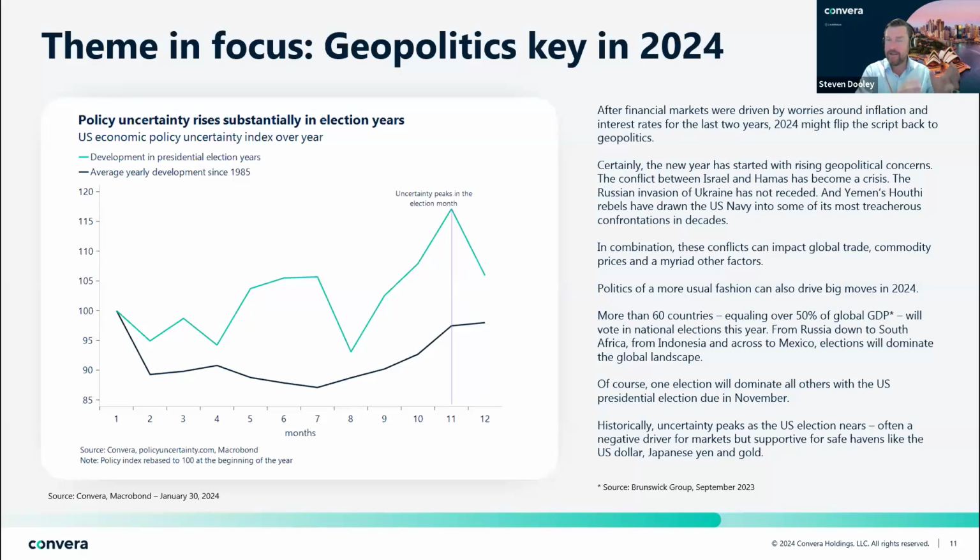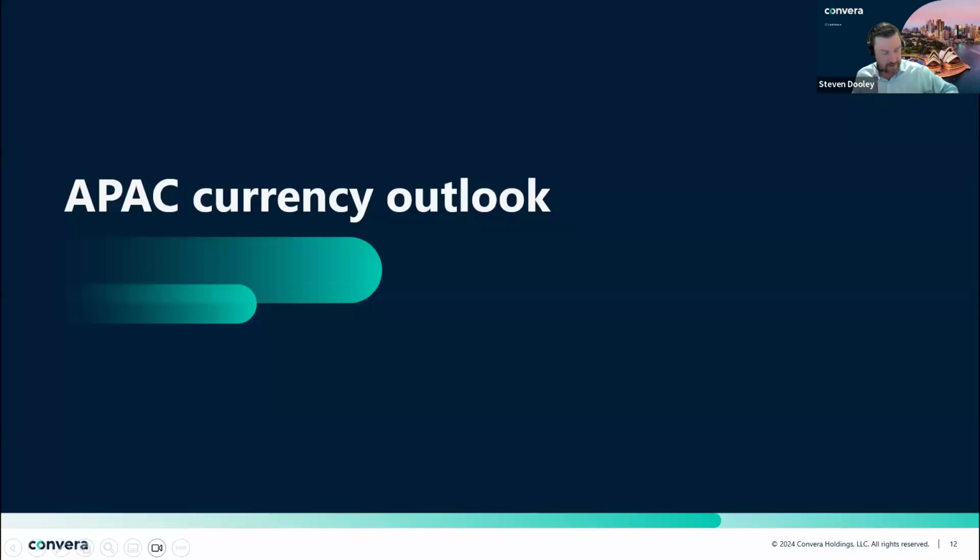So clearly, interest rates, the driver in the first half, geopolitics, the driver in the second half, both can create high levels of volatility. So I think we do need to be prepared for the risk of greater volatility in 2024, certainly compared to 2023, what was a lower than usual inflationary outlook.